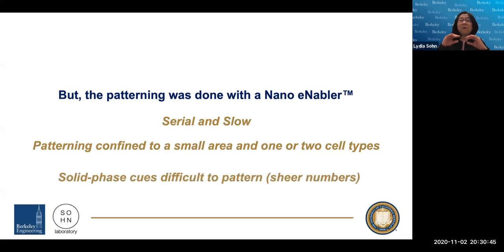And finally, if one were to pattern solid-phase cues that you would find in, for instance, a neural stem cell niche, it would be very difficult to do merely because of the sheer number of solid-phase cues you would need on your substrate.